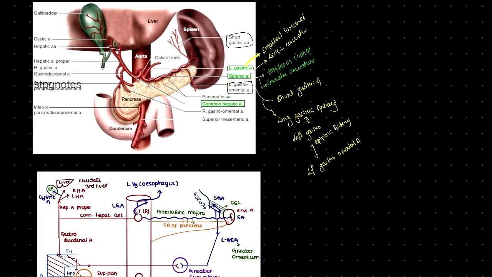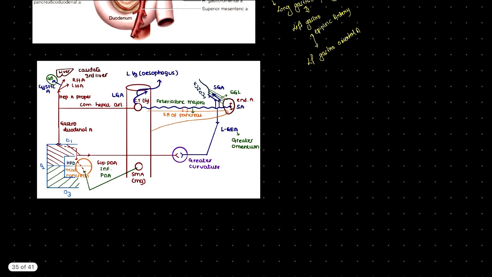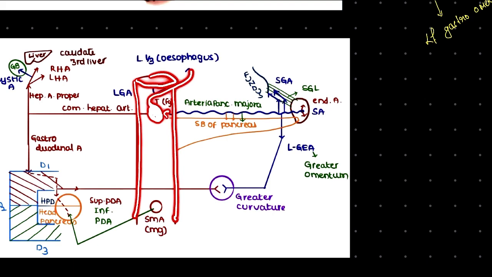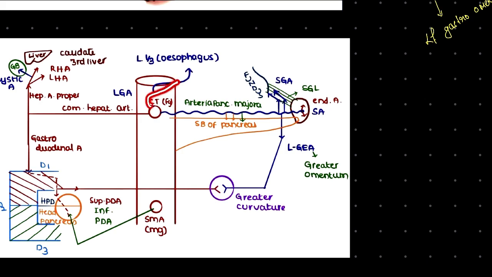Now let us go to a more simplified form in this diagram. What is the main structure? This is our abdominal aorta. It has the celiac trunk, and as we know, the celiac trunk has three main branches. The first one that we discussed is this one. This is our left gastric artery, and the left gastric artery is supplying the lesser curvature of the stomach and the lower one third of the esophagus.